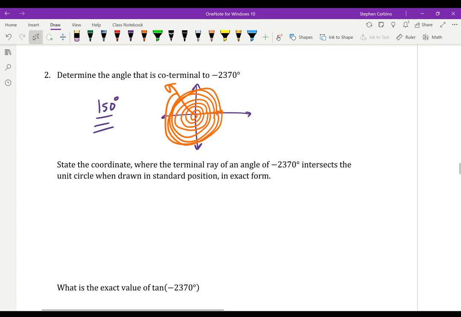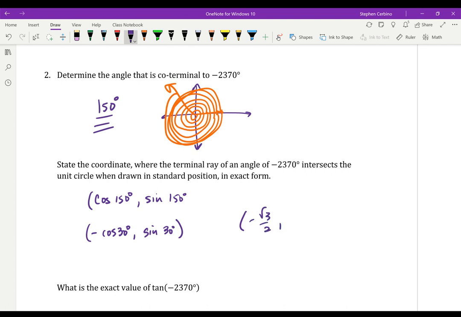So since we want to know the coordinate, we would say this is the same thing as the cosine of 150, comma the sine of 150. Well, we know that cosine of 150 is going to have a reference angle of 30, and it's going to be negative because of what quadrant we're in, and sine of 30 as well. We know the exact value of the cosine of 30 is square root of 3 over 2, and 1/2 for sine of 30. So there's your exact value.